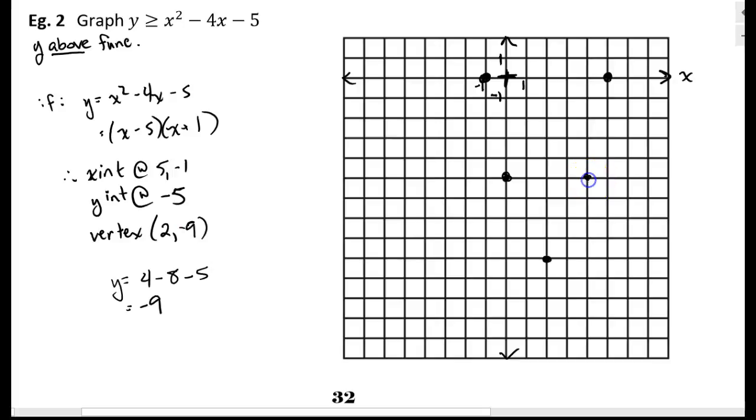And remember symmetry, so I get a little bit of that going on. And I can even figure out some in-between points if I wanted to. So there we go. Parabola, check. Am I going to do a dotted or solid line? Because it can be equal to, I'm going to do a solid line. Solid curve, more like.